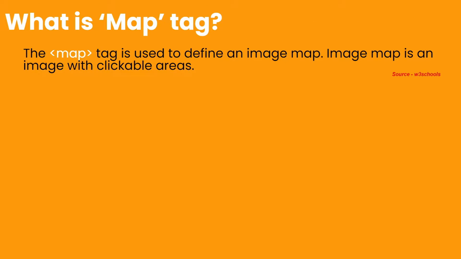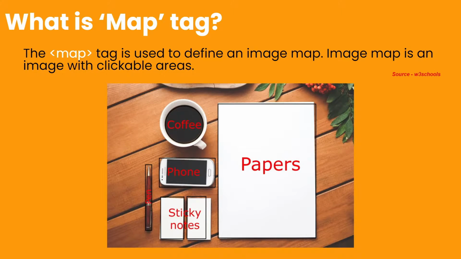The map tag is used to define an image map. An image map is an image with clickable areas. But what does the area mean? I'll show you. As you can see, I have an image with different rectangles drawn on it. You can see the rectangle boxes show different areas with different names like coffee, paper, phone, and more.